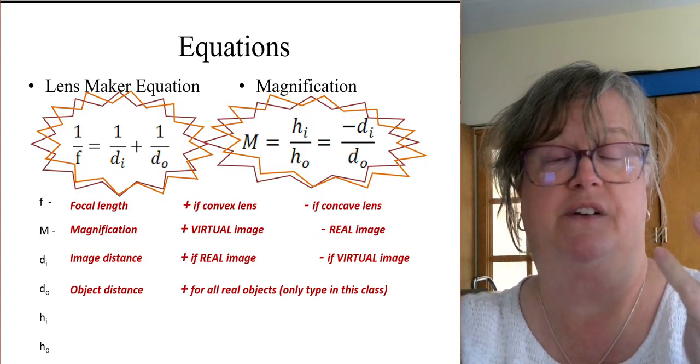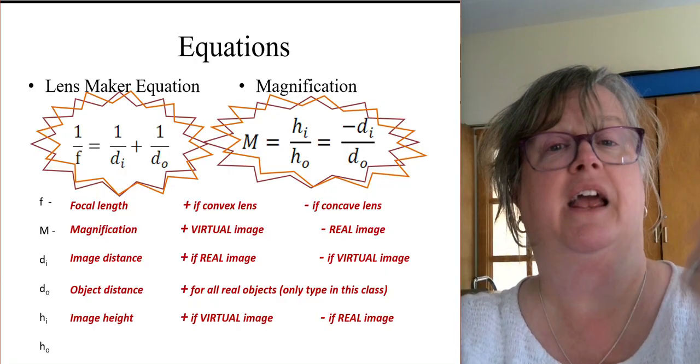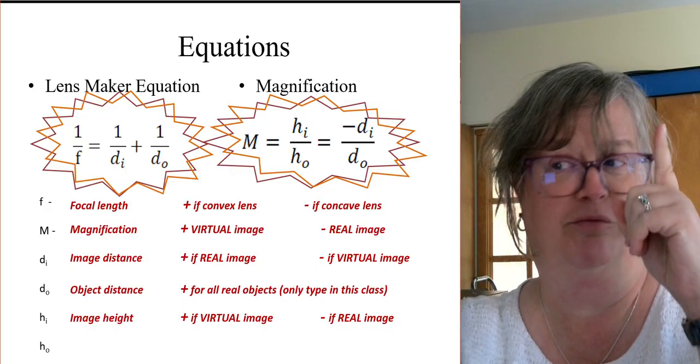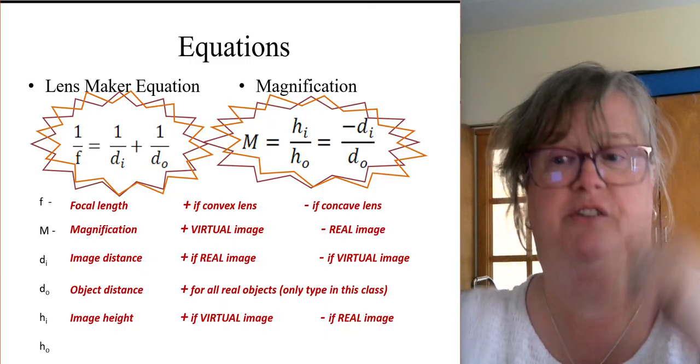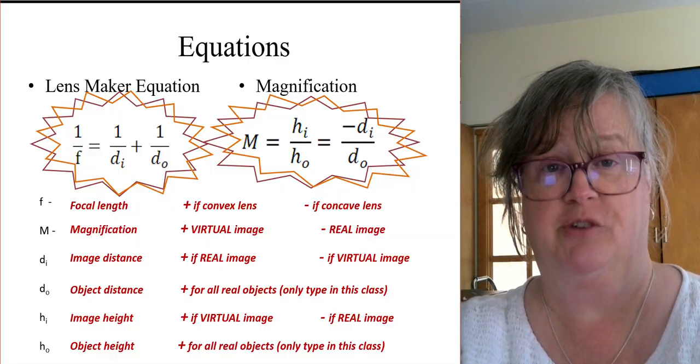do, object distance, positive for everything because we're only going to be using real objects. Image height, if it's upright, positive, virtual image. If it's upside down, negative, real image. And object height, positive for all of our objects.